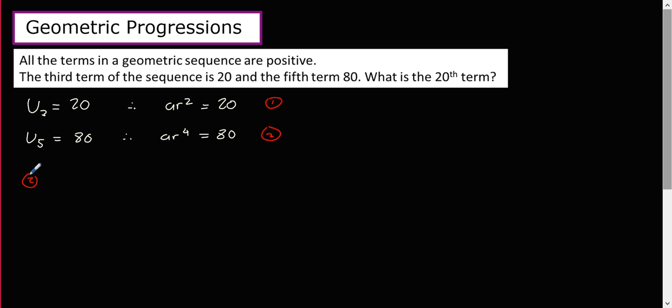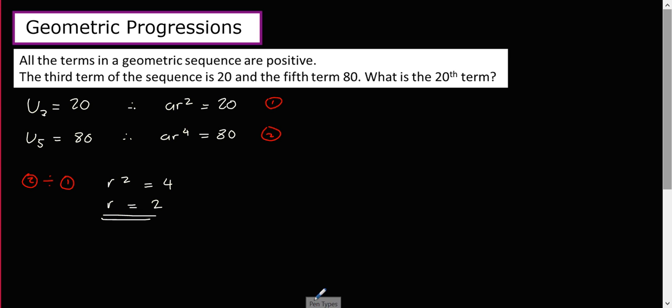So we'll do equation 2 divided by equation 1, thereby eliminating the a, and we get r squared equals 4, which means that r is equal to 2. It's not going to be negative 2 because it says here all the terms in the geometric sequence are positive. If we had a common ratio that was negative, we'd be flipping backwards and forwards between positive and negative terms in the sequence. So it has to be r equals 2.